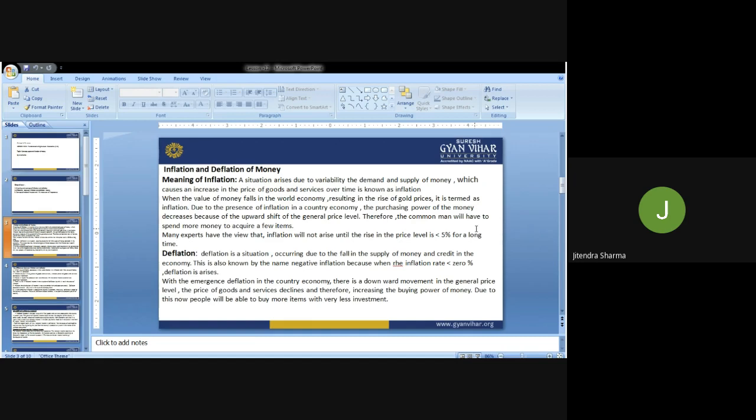Of course, if the value of money increases because of deflation, then with the same set of money we will buy more commodities, more quantity of commodities. Due to this, people will be able to buy more items with much less investment. So this is the situation. Both are very important aspects of economics, inflation and deflation. We have discussed the concept and meaning of inflation and deflation.